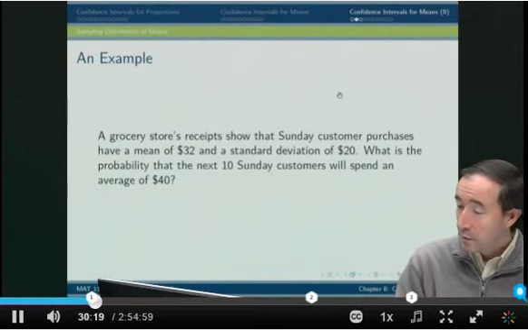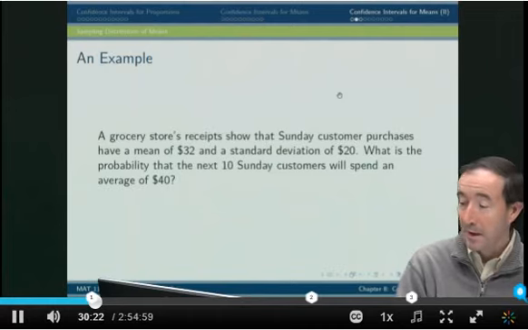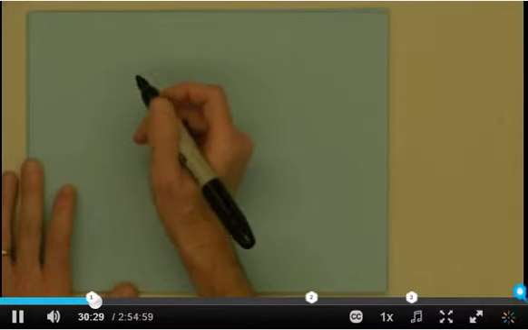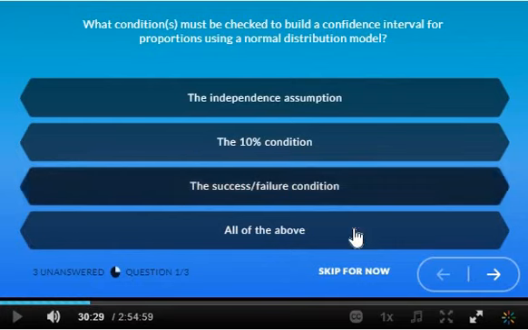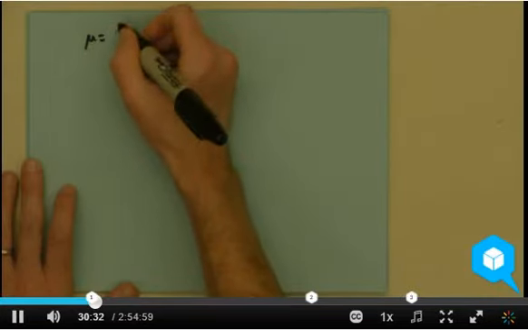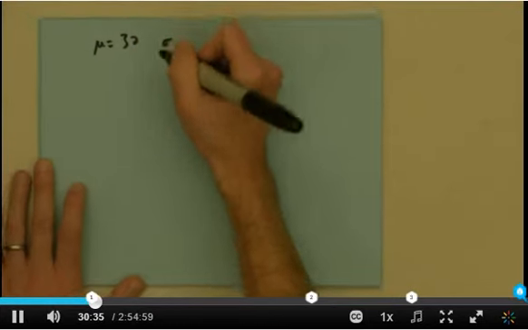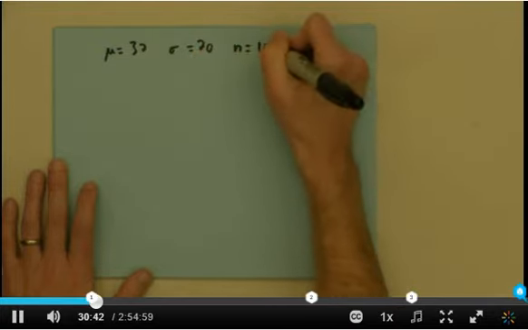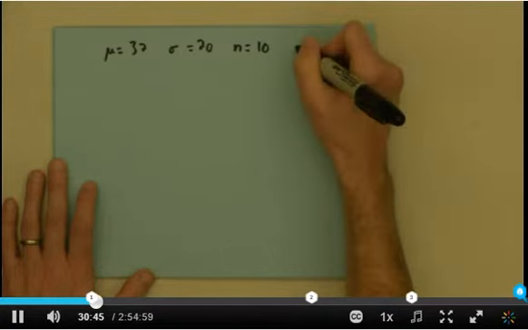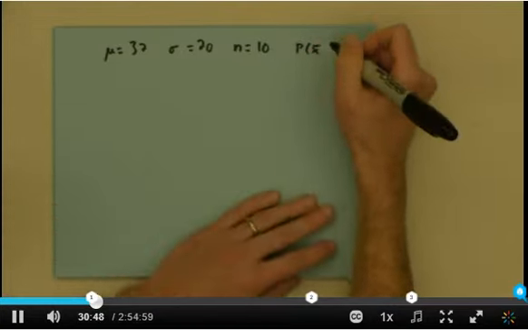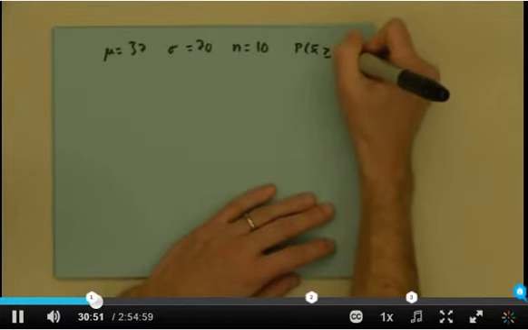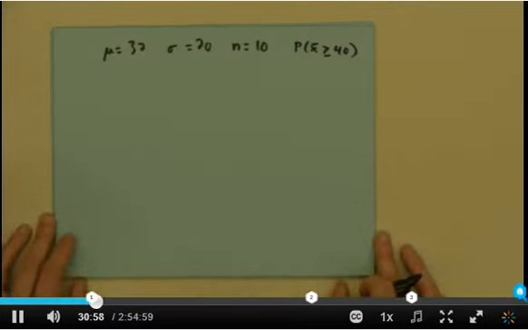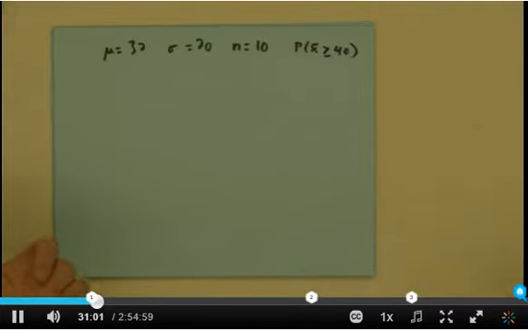All right, so I want to find the probability that the next 10 will spend an average of $40. So let's write down what we know here. We're looking at a population mean of $32, a population standard deviation of 20, and a sample size of 10. And what we're asking about is the probability that our sample mean is 40. So what I'll say is greater than or equal to 40, right? Remember, for a continuous variable, the probability that it's equal to a specific value is 0.